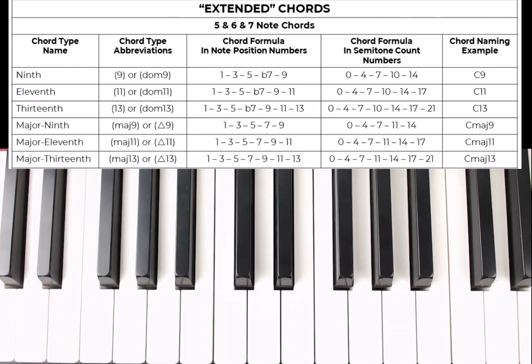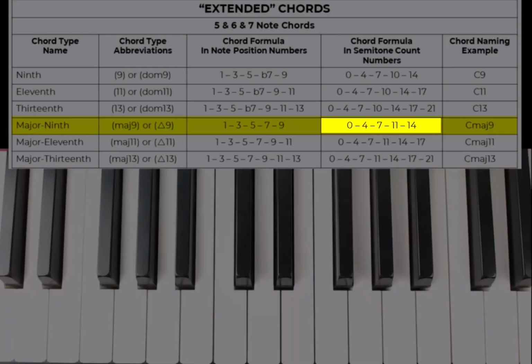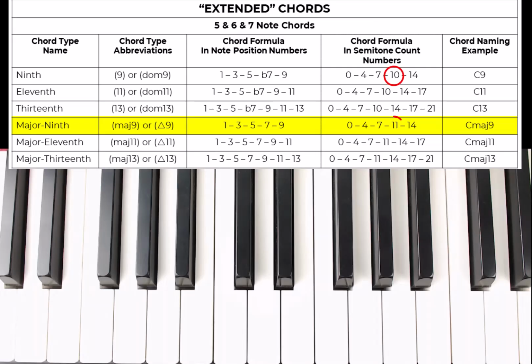Now let me demonstrate the major ninth chord types. Rather than the dominant ninth or just ninth, now we're talking about the major ninth, and its chord formula in semitone count intervals is 0, 4, 7, 11, 14. The only difference between this major ninth formula and the dominant ninth is that fourth note, number 10 versus number 11. It's either going to be the flat 7 note, the 10 semitone count, or in this case, for a major ninth, we're using the 11th semitone count, or the actual 7th note position. So it's 0, 4, 7, 11, 14.